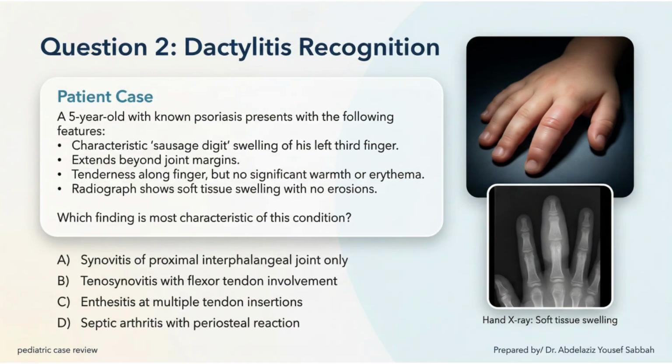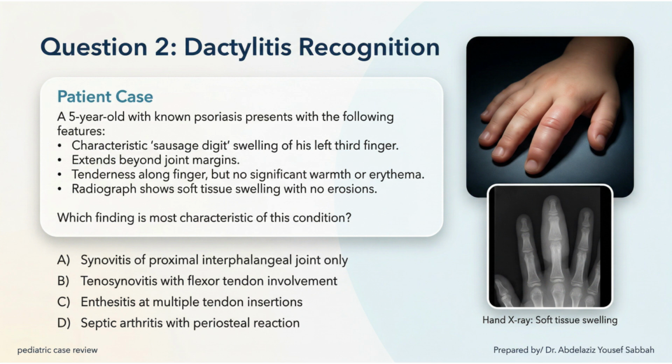Case 2. A 5-year-old boy with known psoriasis presents with characteristic sausage digit swelling of his left third finger. The swelling extends beyond joint margins. There is tenderness along the finger, but no significant warmth or erythema. Radiograph shows soft tissue swelling with no erosions. Which finding is most characteristic of this condition?